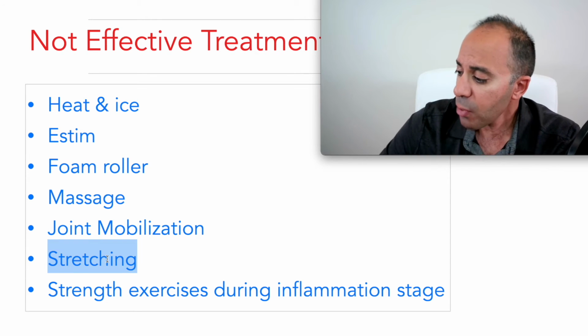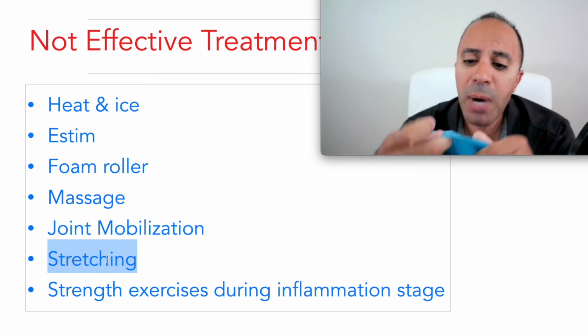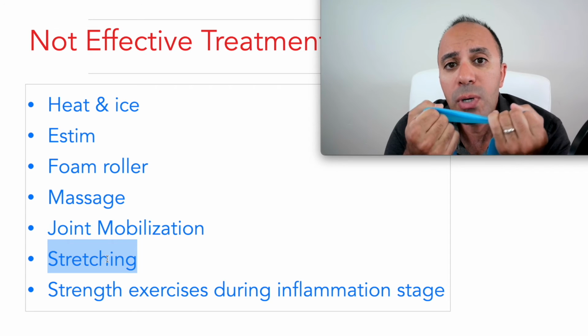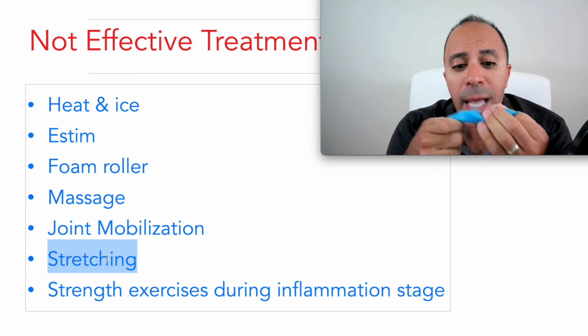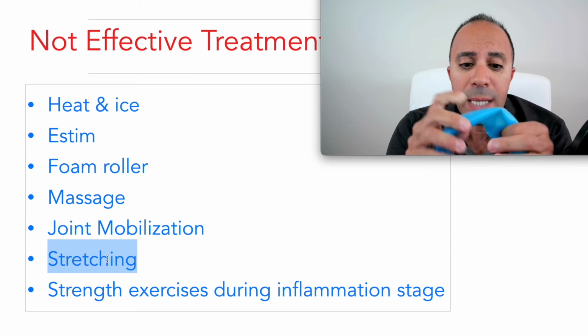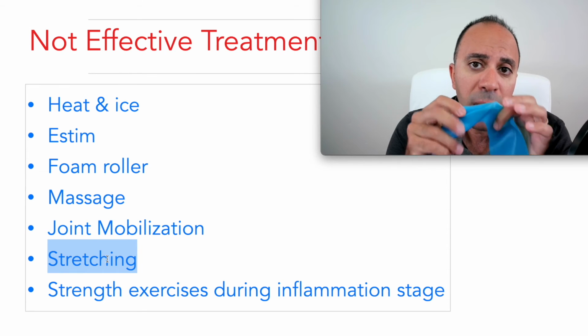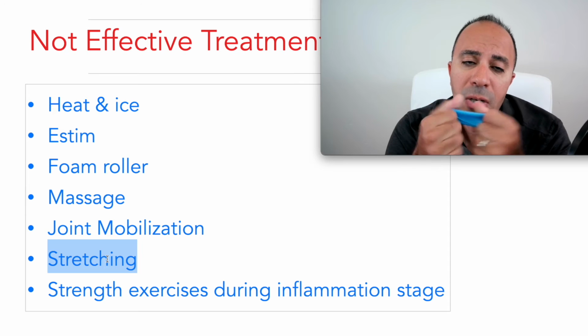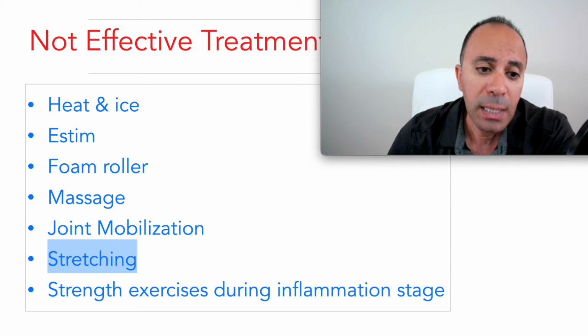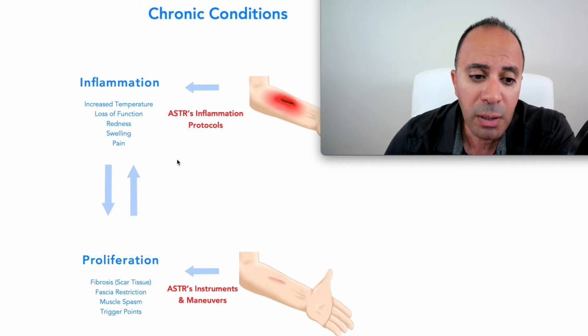So think about it this way. You have tendonitis because you have a micro tear in your tendon, and you try to stretch it. That micro tear could actually become a major tear. So that's a problem with stretching. The other problem, based on the study, is that stretching actually causes more inflammation. When that happens, it's going to cause more scar tissue.